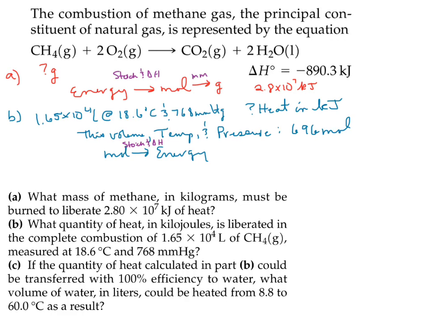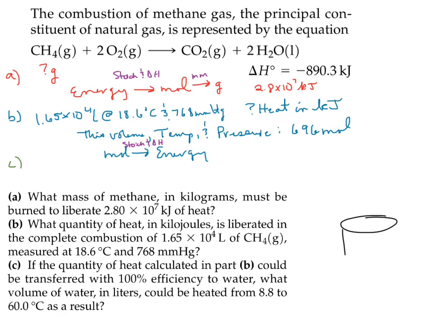And the last one, if you read part C down here, it says, if the quantity of heat calculated in part B could be transferred with 100% efficiency to water, what volume of water in liters could be heated from 8.8 to 60.0 degrees Celsius? This is a Q is equal to m C sub P delta T problem.